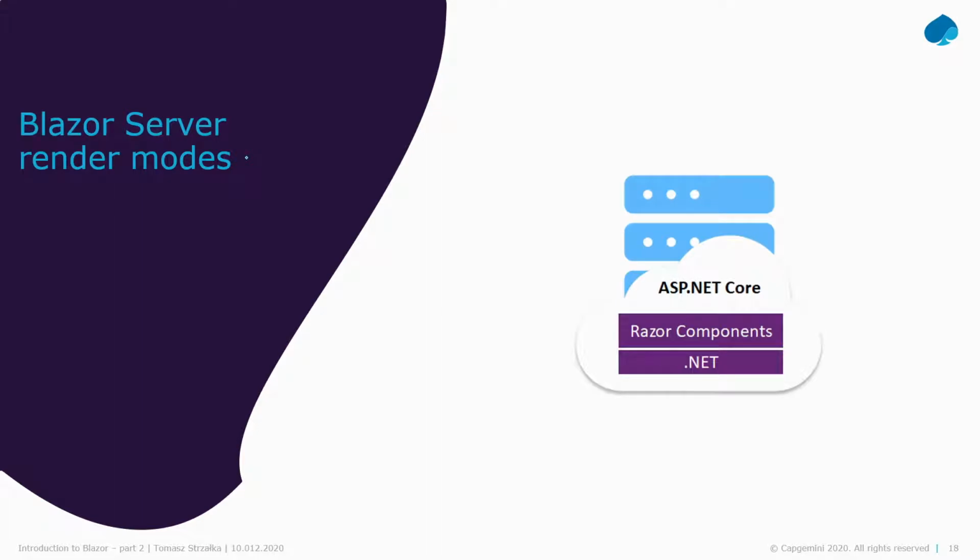And now let's talk a little bit more about render modes. As we saw earlier, when we were using the tag helper component, we have to provide the type of the Razor component we would like to render, but we can also provide a render mode, and we will talk a little bit more about it right now.